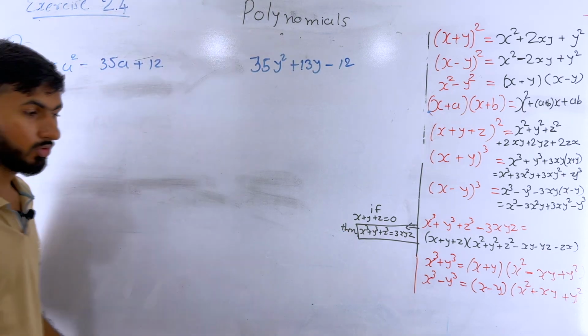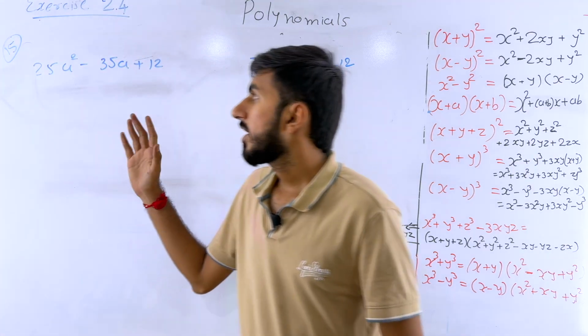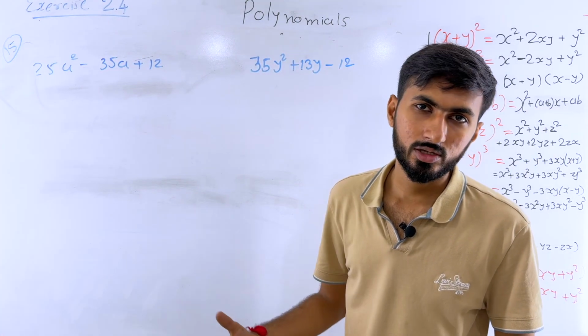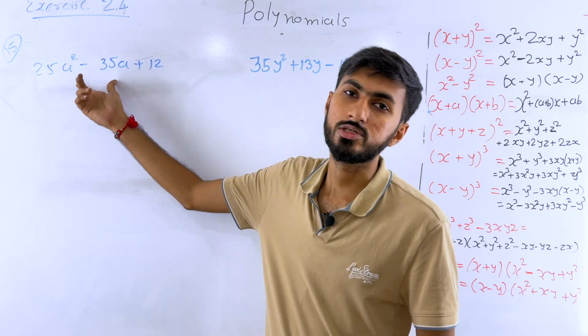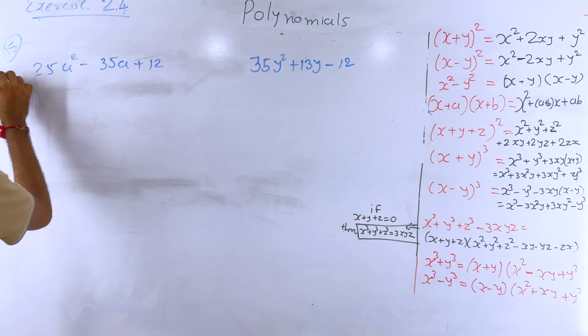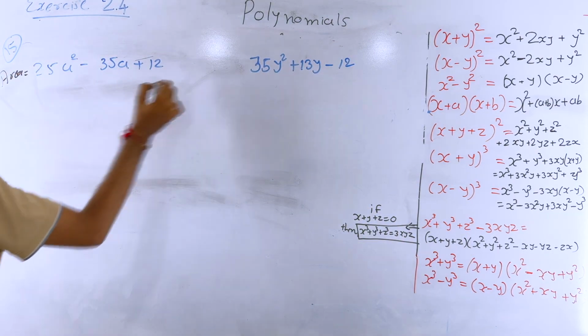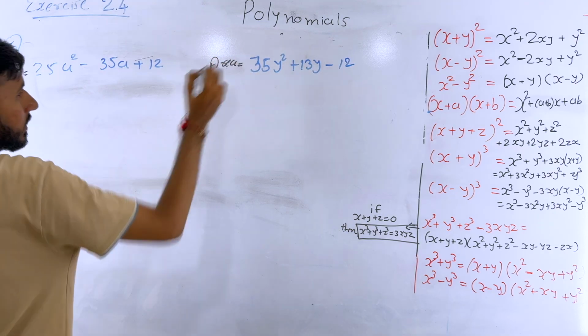In the question they have asked you to find a possible value of length and breadth if the area of any rectangle is this, right? So they have given you the area of a rectangle. These are the areas, right?